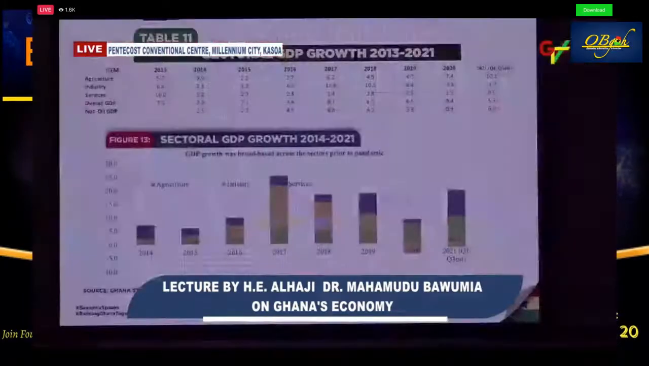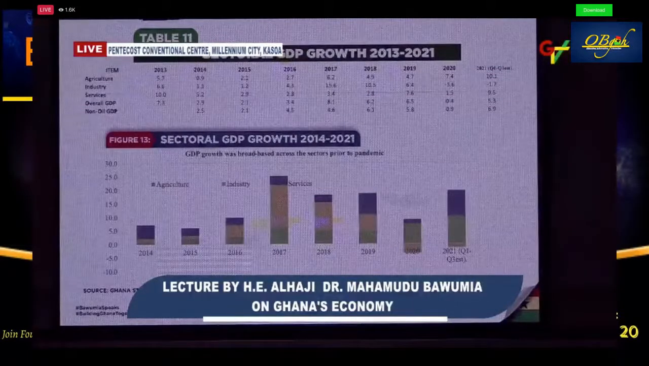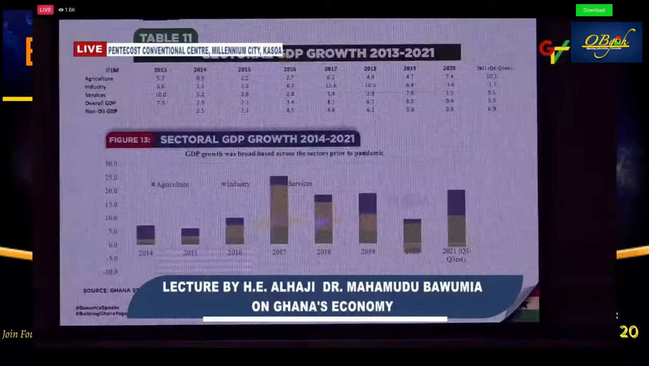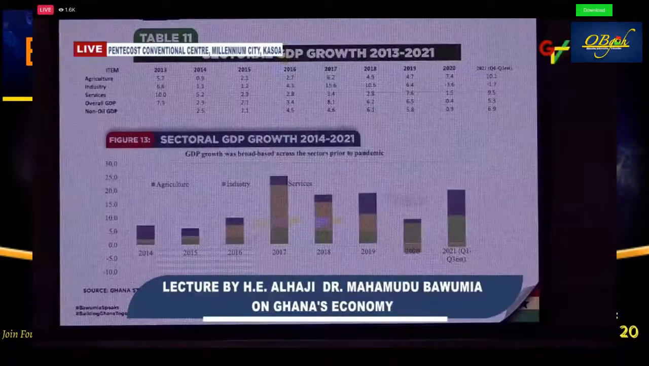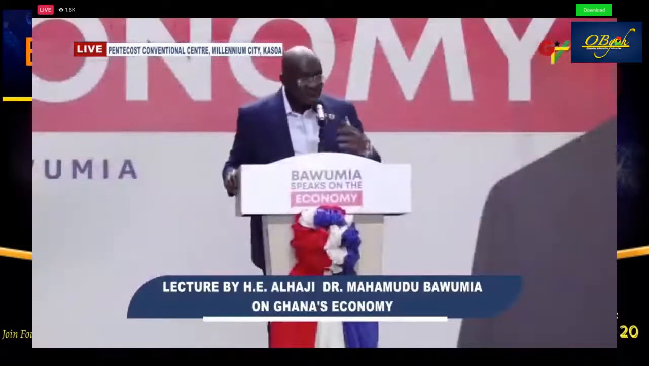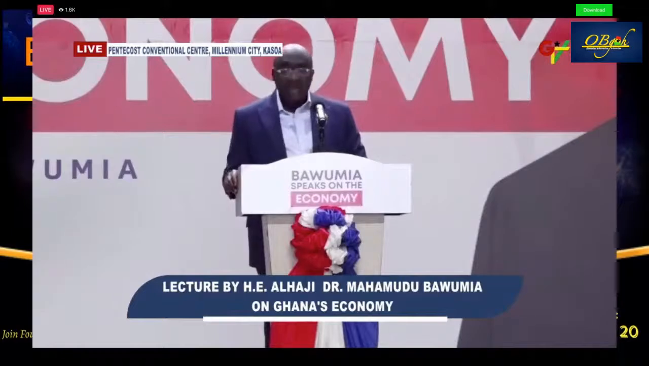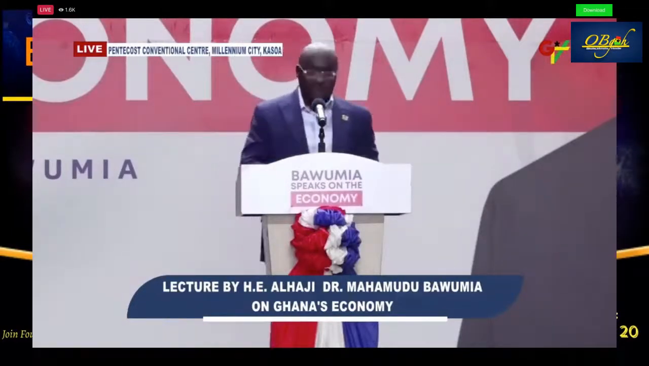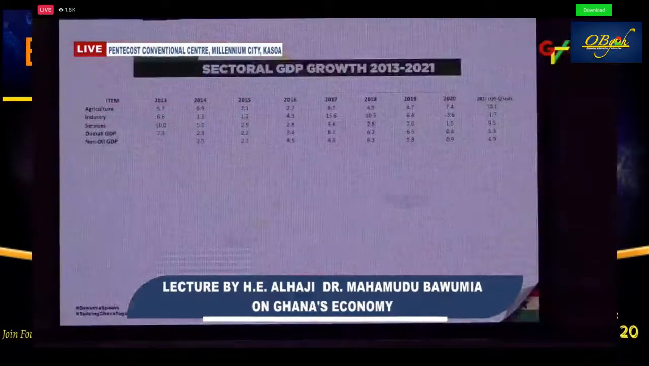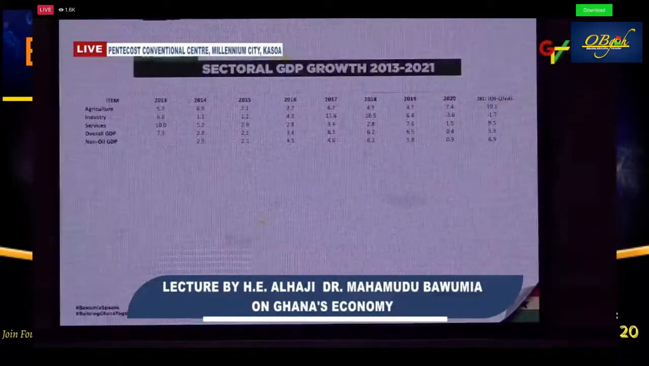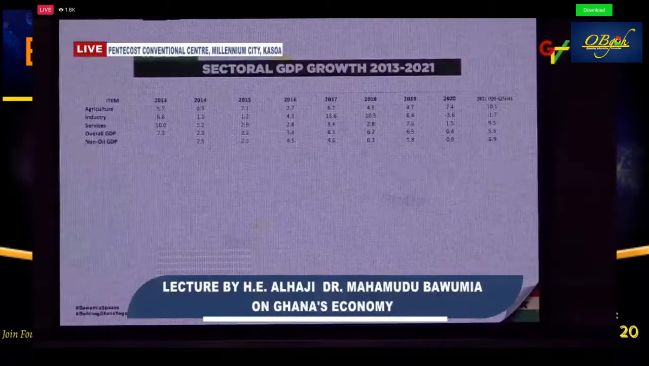In fact, from 2017 to 2020, our average growth in the agricultural sector is double what it was in 2013 to 2016. And this is as a result of the success of the Planting for Food and Jobs program. And the data for the first 3 quarters of 2021, in fact, shows an even higher growth. The first 3 quarters show a massive growth of 10.1% in the agricultural sector.